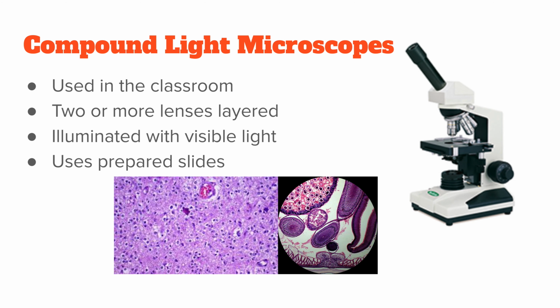So the microscope you are most familiar with is probably the compound light microscope. These are the ones that we'll often use in classrooms where we're basically backlighting a very thinly sliced sample so that we can see through it. And these were, in fact, the first types of microscopes to be invented.